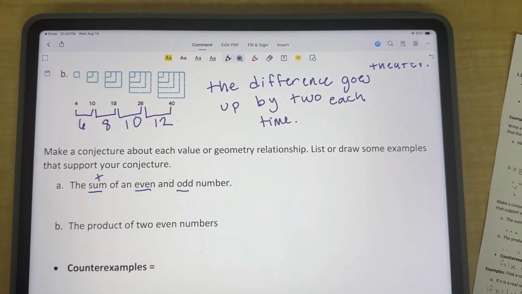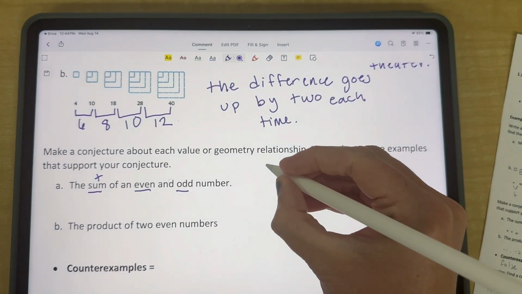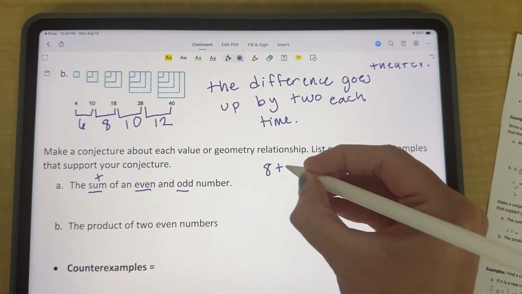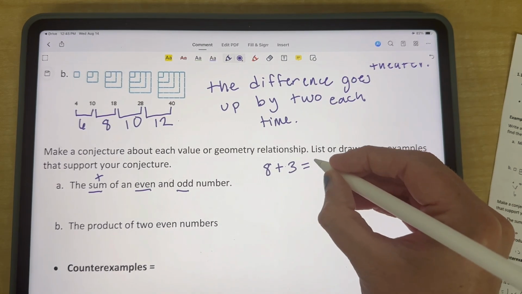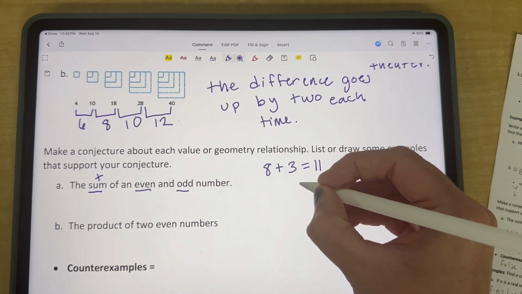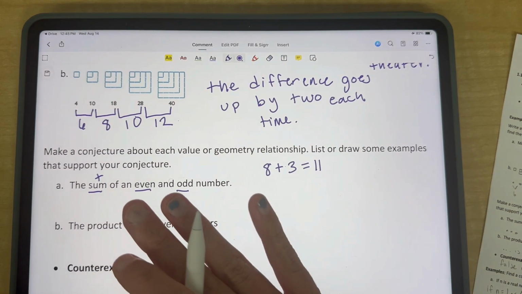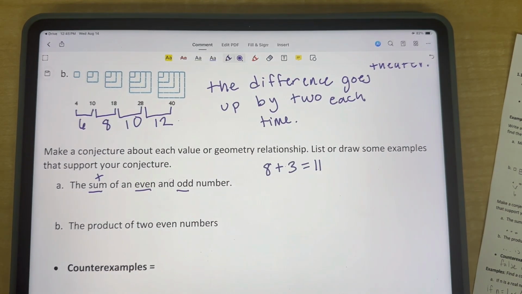So let's take a sum of two numbers. Let's do an even. Let's pick 8 and 3. The sum of 8 and 3. So 8 plus 3 is 11. Okay, there's one example. You can't just make a conjecture off one example. I like to give multiple examples to come up with my answers.